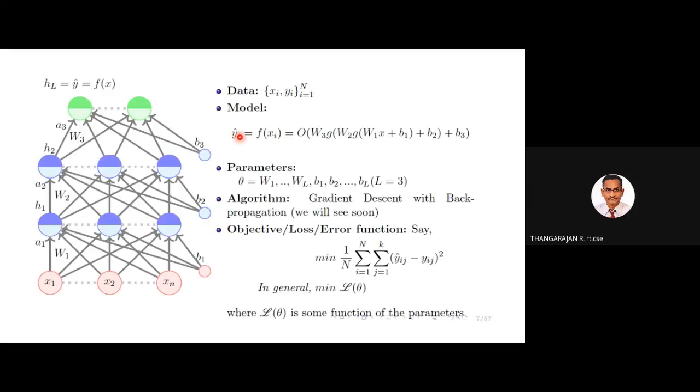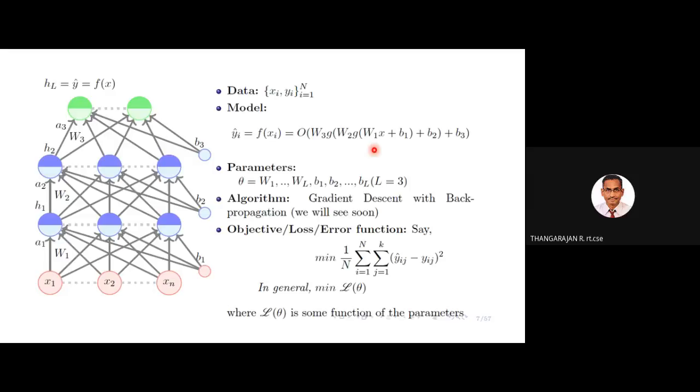So Y cap is the actual output by the neuron, and Y cap of i is equal to f of X of i, which is the output of the weight W3 into H2. So it is a nested output. When you take this neuron, it is connected to all neurons in level 2, which in turn are connected to all other neurons in level 1. So it is actually a nested process.